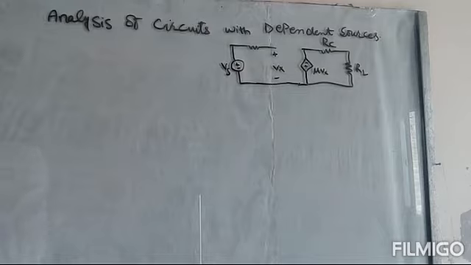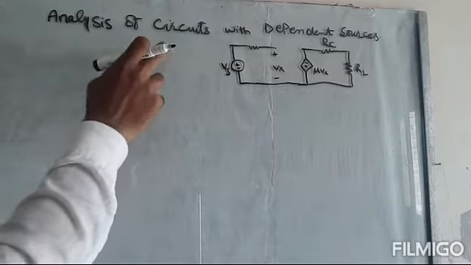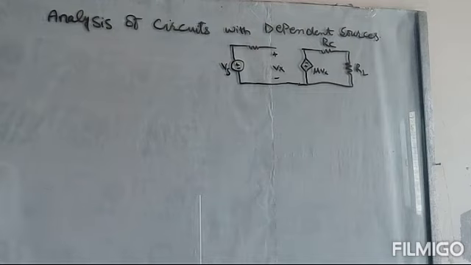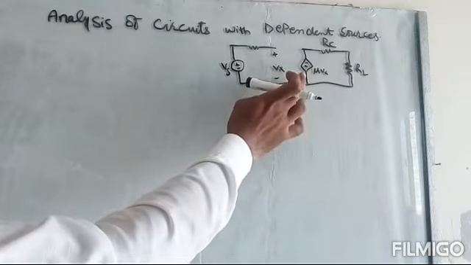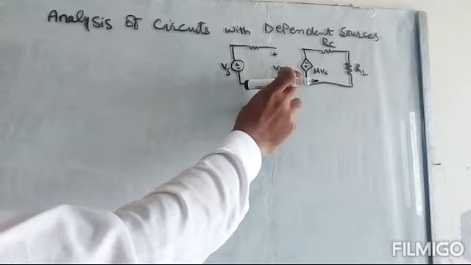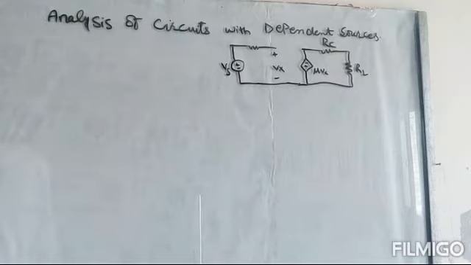Now we will see the circuit analysis of dependent sources. In the previous lecture we studied analysis of circuits with independent sources, but those techniques can also be used with dependent sources. In this case, we will have to be very careful with these two things. This is the controlling signal and this is the control device.